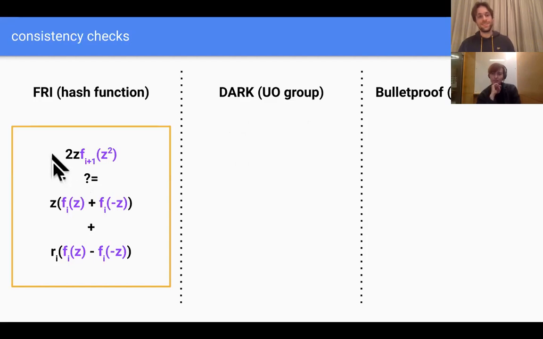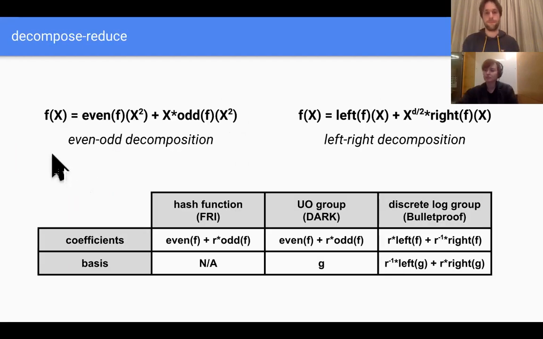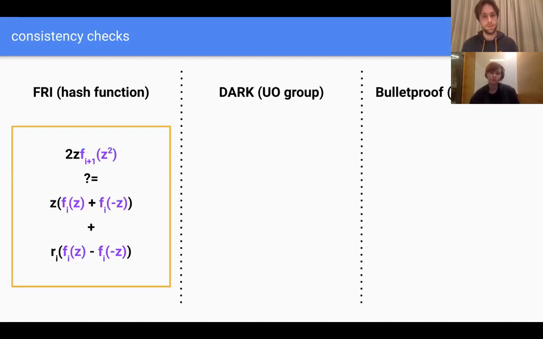Okay, one more question, about the next slide actually. Is the consistency check the same for FRI versus DEEP-FRI, or is it different for DEEP-FRI, do you know? Yeah, so DEEP-FRI, from what I understand, the new idea is that this point Z is outside of the domain. It's outside of the box.